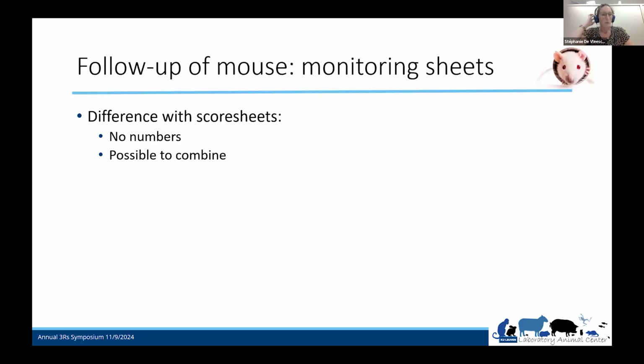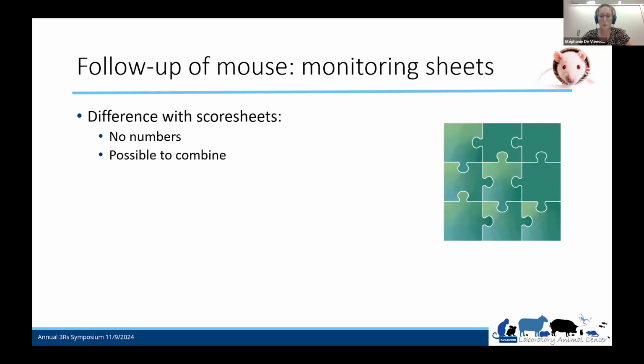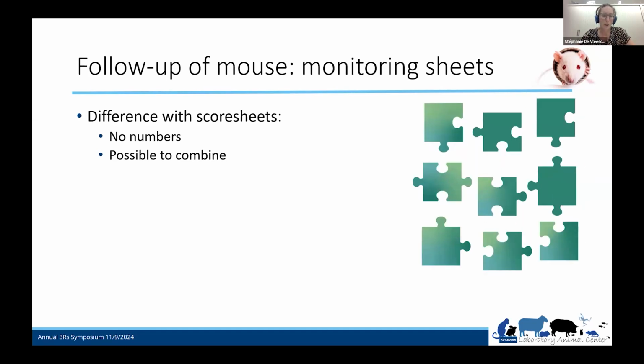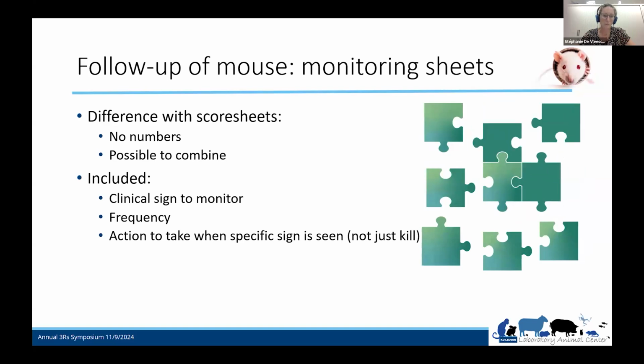Then follow-up of the mouse. So we had follow-up of the tumor and then follow-up of the mouse based on clinical signs. We have developed a set of monitoring sheets. We call them monitoring sheets and not score sheets because we didn't want to put numbers in there. And we wanted to be able to combine the different monitoring sheets to have a complete monitoring sheet.